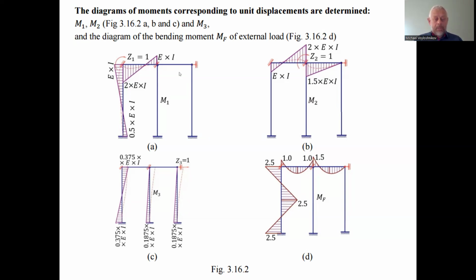This is one of the advantages of the displacement method: it allows us to use previously obtained decisions for the parts of the mechanical system, when we divide the mechanical system into single-span, two-supported, statically determinate parts, statically determinate beams.